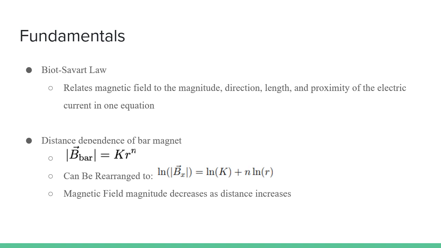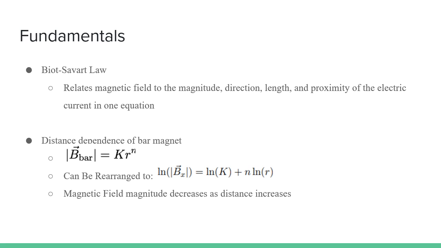So some fundamentals. One is the Biot-Savart law, which relates the magnetic field to the magnitude, direction, length, and proximity of the electric current in one equation. So we kind of use this to derive other equations in our lab.